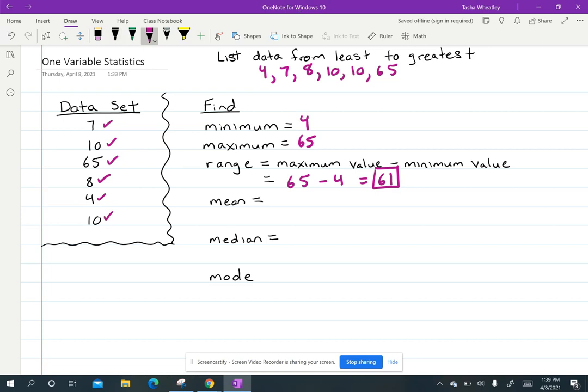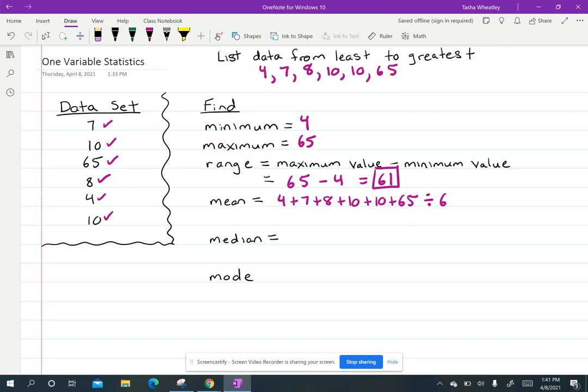Our next value is the mean. In order to find that, you add all the values together and divide by how many values you have. So we're going to take 4 plus 7 plus 8 plus 10 plus 10 plus 65, and divide it by how many values we have, which in this case is 6 different values. If we write it like this, we actually are going to get the incorrect answer, because order of operations tells us that division comes before addition. So it would just take 65 divided by 6 and then add it on to all the other values. So we want to add all the values together first and then divide by 6.